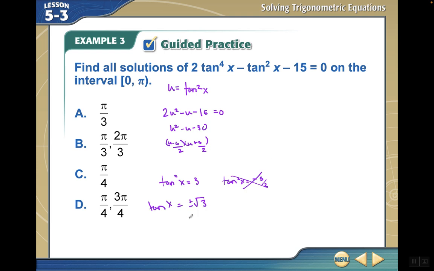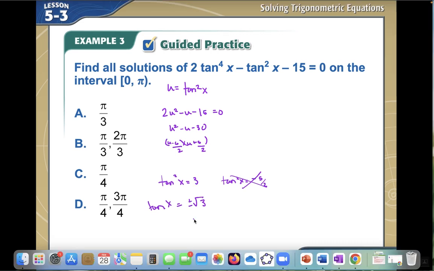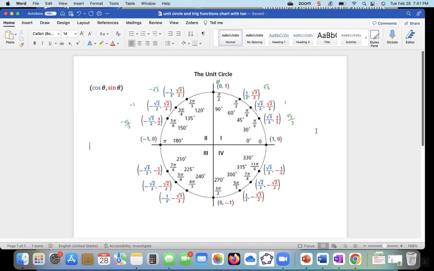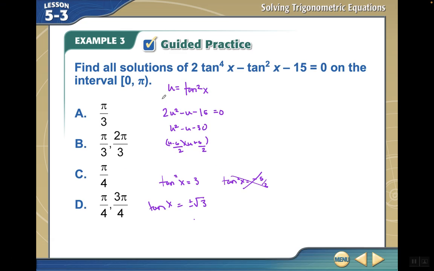So really, when we're going to our unit circle, we're just looking for positive and negative square root of 3 for tangent. So in my green, I've got this one, which would be pi over 3, and this one, which would be 2 pi over 3, which is what they get.